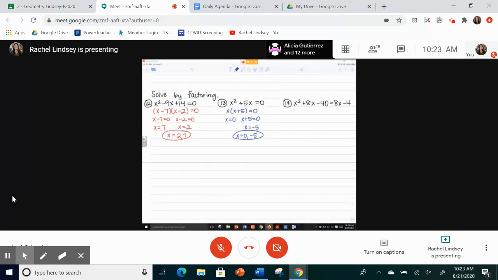Then on 14, you've got to move everything to the left first. So I'm going to subtract the 8x from the right and add the 4 from the right. Now I have x squared minus 36 equals 0. Then two numbers that multiply to give you negative 36 and add to give you 0. So then just change their signs. Your answers would be negative 6 and 6.